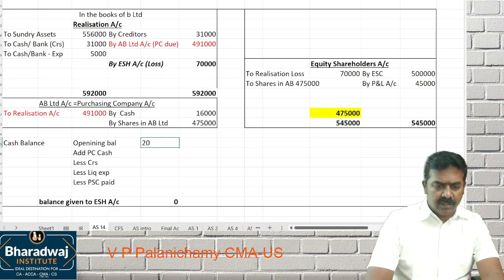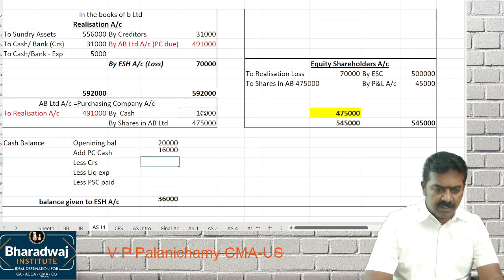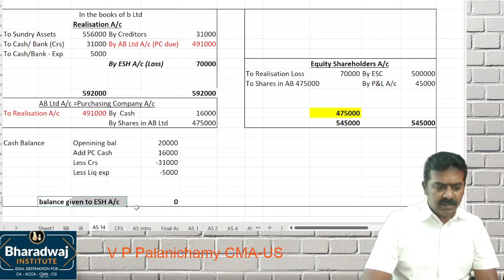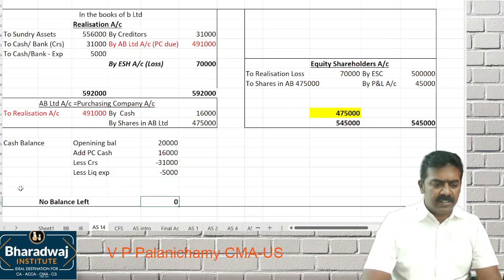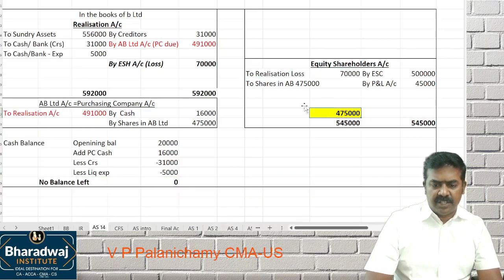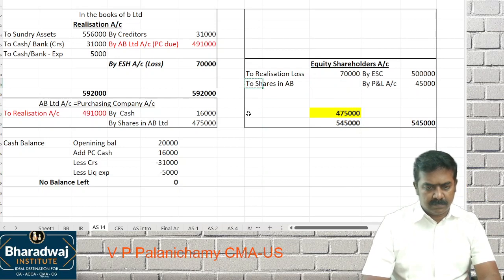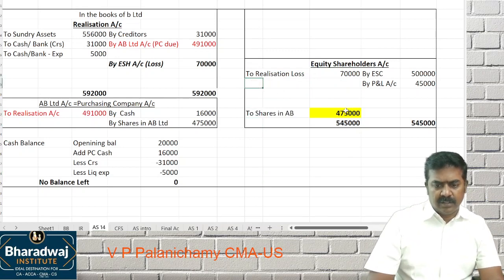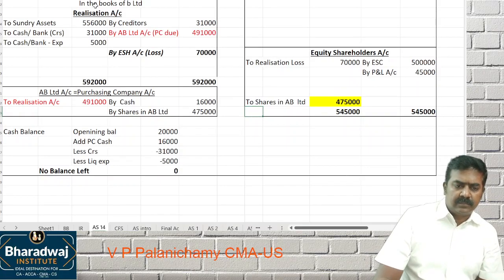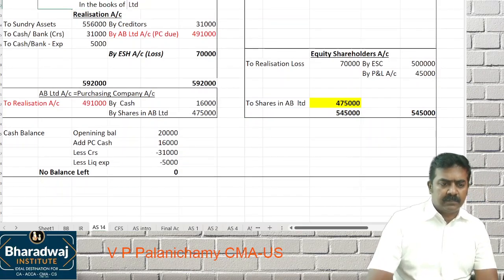Look at the opening balance, 20,000. Purchase consideration we got in cash 16,000. Creditors we paid how much? 31,000. Liquidation expenses we paid 5,000. There is no preference share capital, so no balance left. No cash balance left. That is why this balancing figure of 4,75,000 is settled in the form of what? Shares in AB Limited. This is in the books of which company? B Limited.